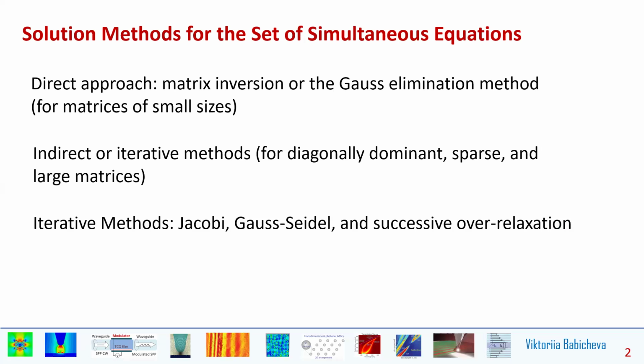The three common iterative methods are Jacobi, Gauss-Seidel, and successive over-relaxation. And we are going to spend slightly more time discussing the implementation of successive over-relaxation next.